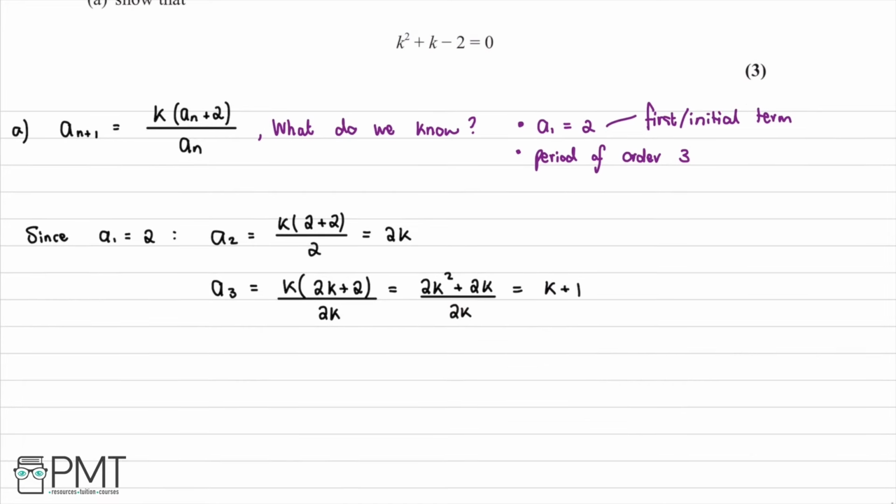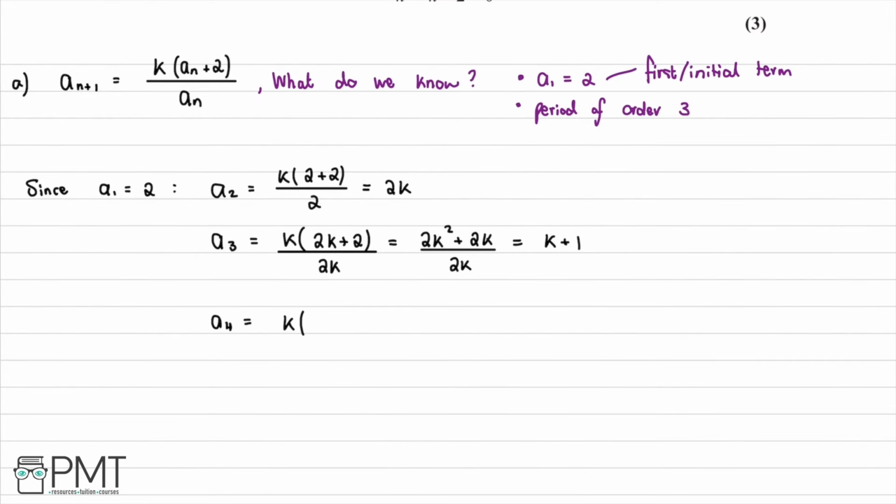Then we can repeat this process again and find the fourth term. So a4 is going to be equal to k multiplied by k plus 1, then we add 2, and then we divide by k plus 1. So what's this going to be equal to? This is going to be equal to k lots of k plus 3, and then we divide this by k plus 1. So we've used this first piece of information we've been given. We've used a1 is equal to 2 to work out a2, then a3, and a4. But we're going to stop here.